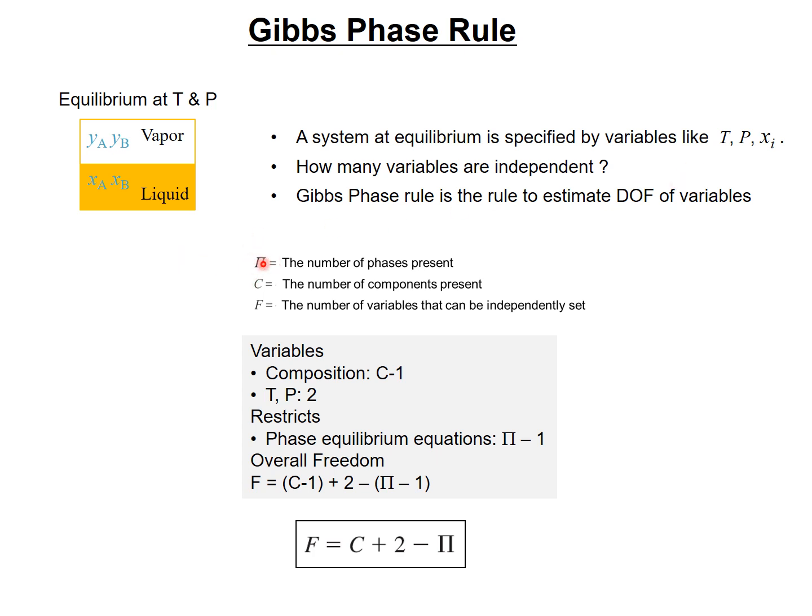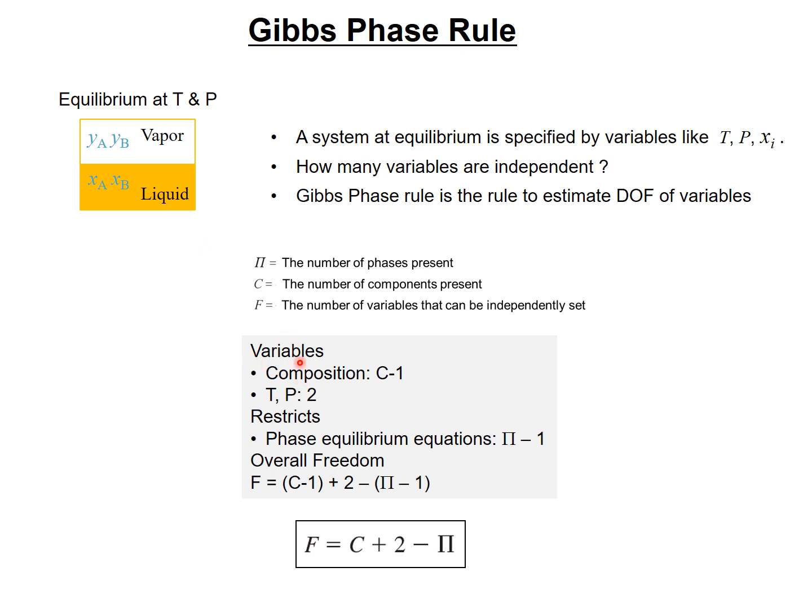Capital Pi is the number of phases present. In this case, you have 2 at equilibrium. C is the number of components present. In this case, we have A and B, so that is 2. F is the number of variables that can be independently set. In other words, F is DOF, degree of freedom. Then let me try to find the degree of freedom in this situation.